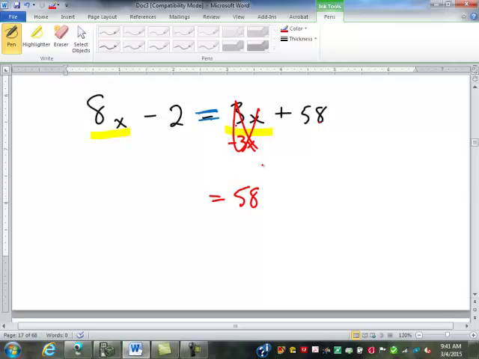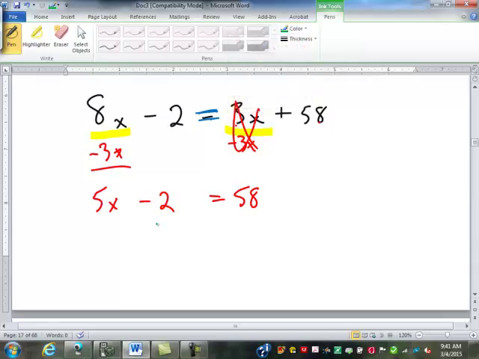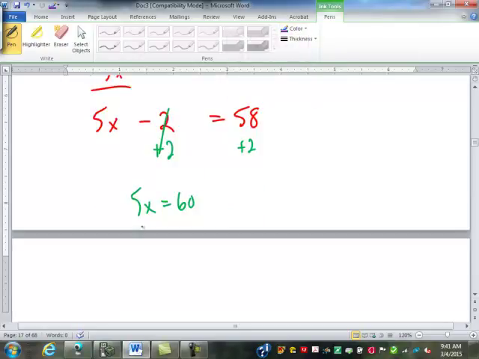Where do we take it from? The 8. So negative 3x, or minus 3x, from the 8x gives us 5x, and we still have negative 2 here. So now we would add the 2. 5x equals 60, and divide by 5. x equals 12.